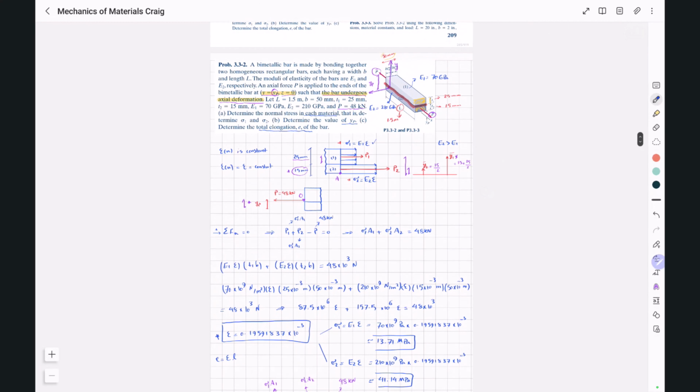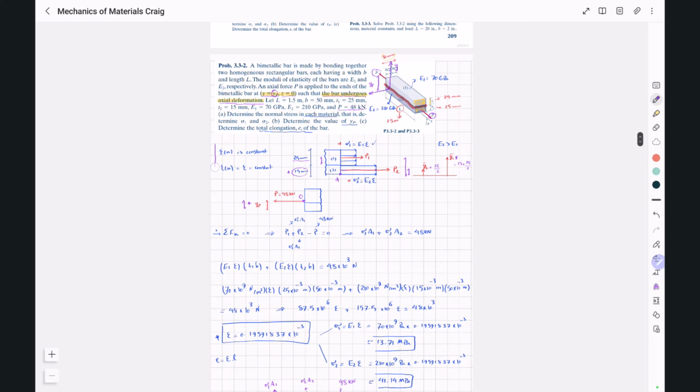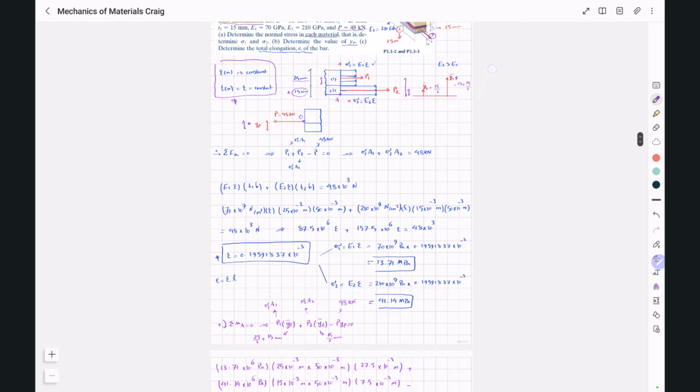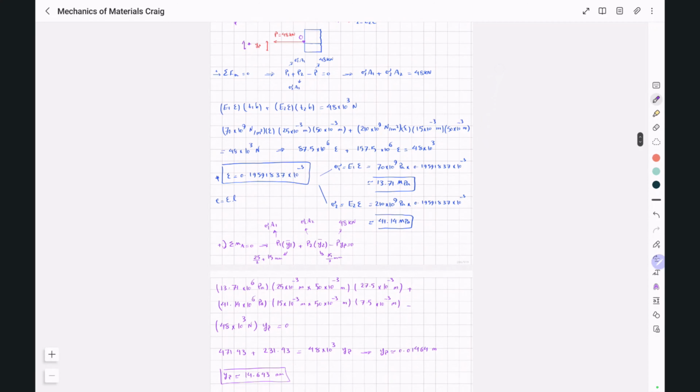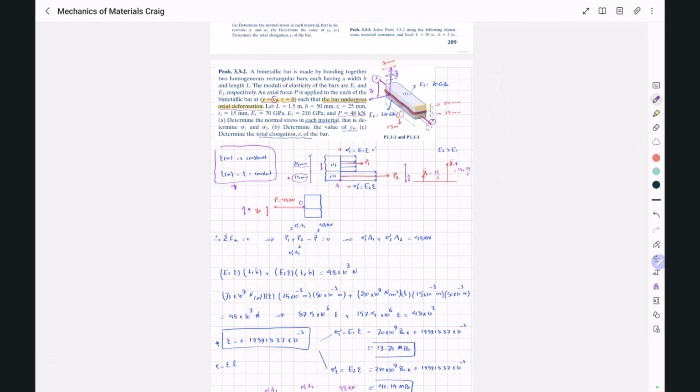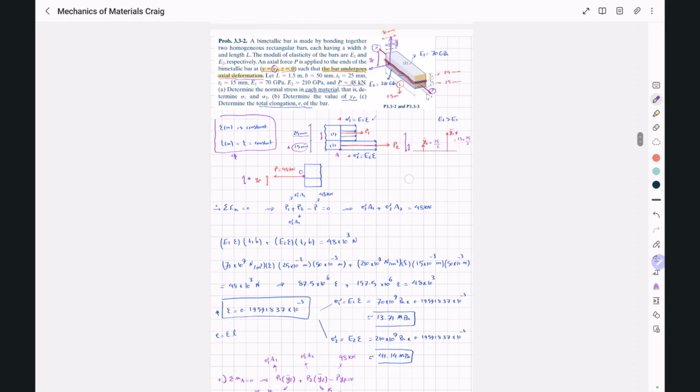That's it. So in the first part of the question, since it was said that the bar is undergoing axial deformation, we use this assumption, and based on this assumption, we determine the values of our stresses in bar 1 and bar 2. And in the next parts, we use these values to determine the value of yp and the total elongation of the bar.